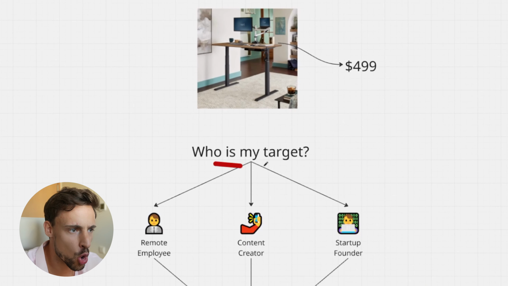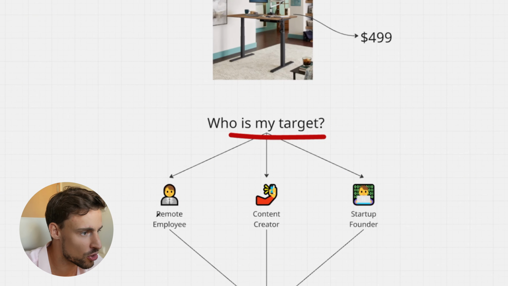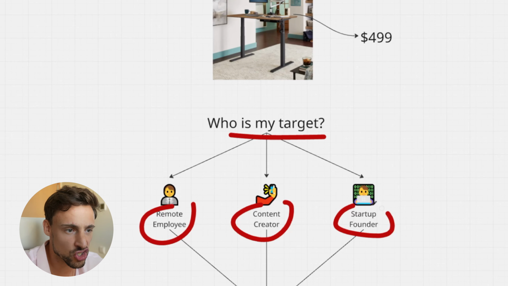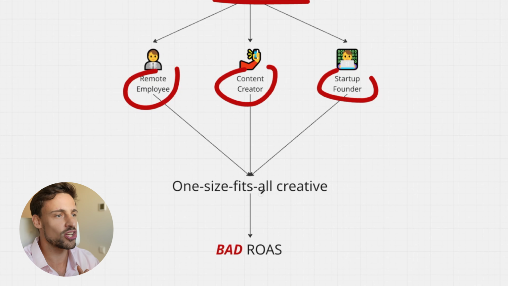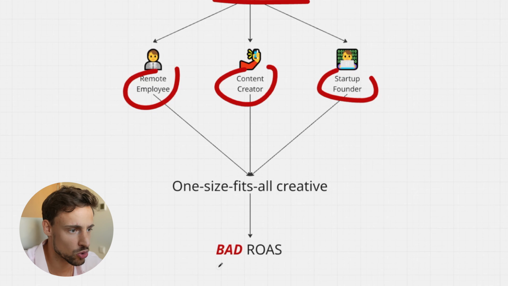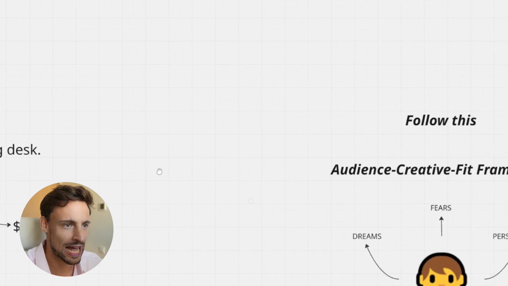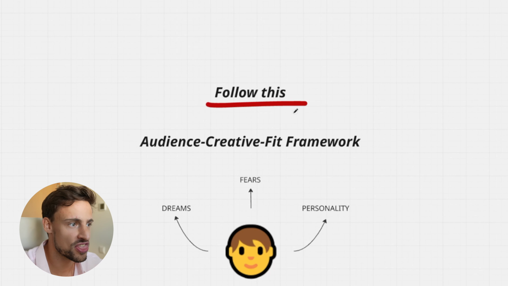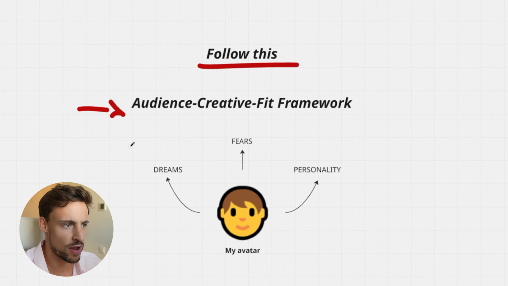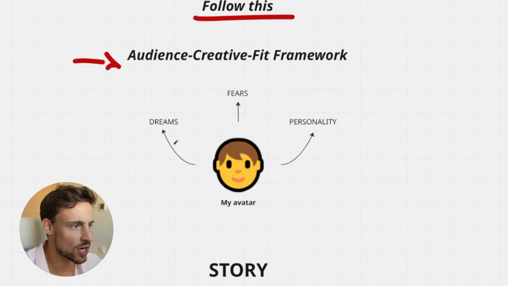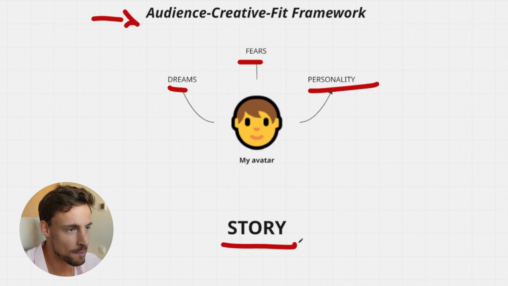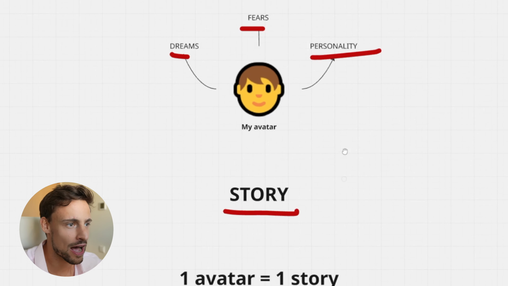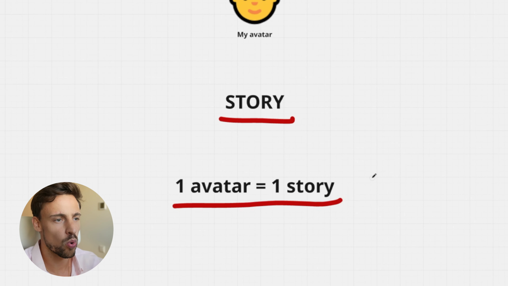You need to ask yourself, who is my target? And we can have in this example the remote employee, the content creator, or even the startup founder. And most of the time you guys are making a one-size-fits-all creative. You try to make something that targets everybody. But this only results in having a bad ROAS, a bad return on ad spend. Instead, I want you guys to follow this, the audience creative fit framework. You define an avatar. This avatar has dreams, fears, personality, and most of it has a story. Each avatar is completely different, so you have to remember that one avatar equals one story.